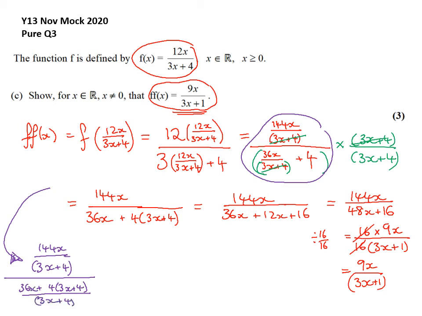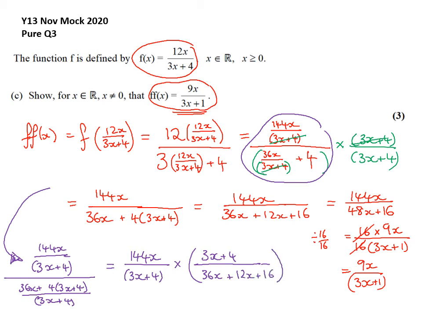And then you're dividing a fraction by a fraction, so you can flip the second one and multiply instead. So if I flip that second one, I get a 3x plus 4 on the top, and we get that 36x plus 12x plus 16 on the bottom, and then that takes us back up to there.